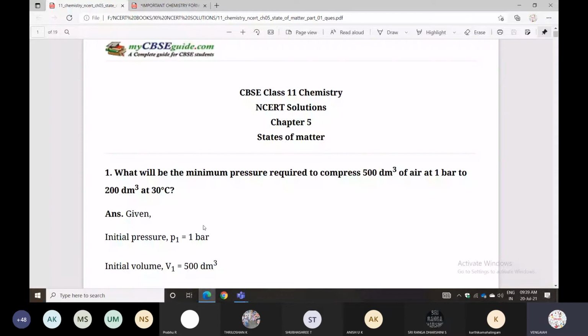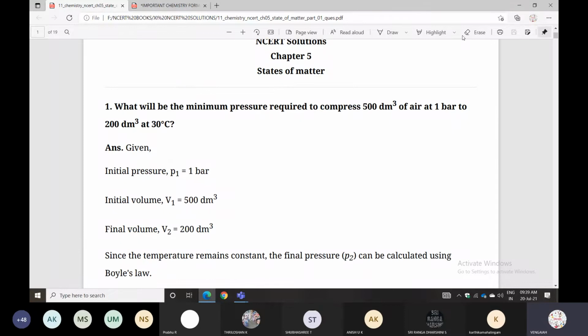Okay? So initial pressure, how much is given? 1 bar is given. Initial volume, how much is given? 500 is given. So initial pressure is 1 bar, initial volume is 500. This is the initial condition, P1 V1 is given. Then the final volume, 200, is also given.